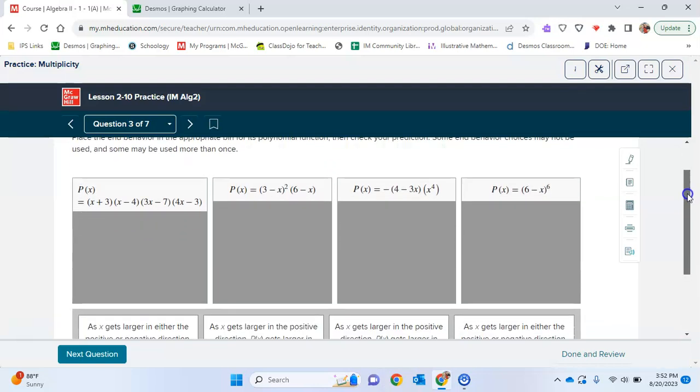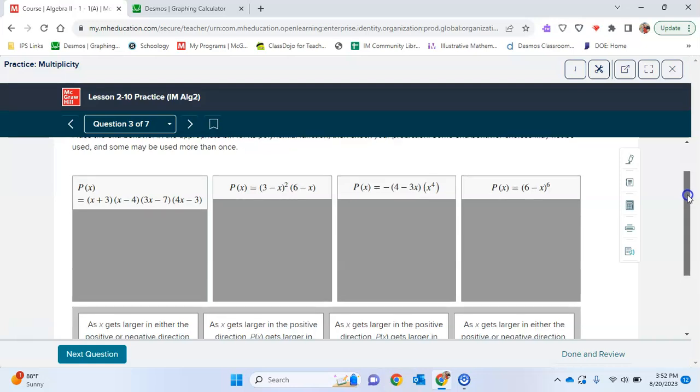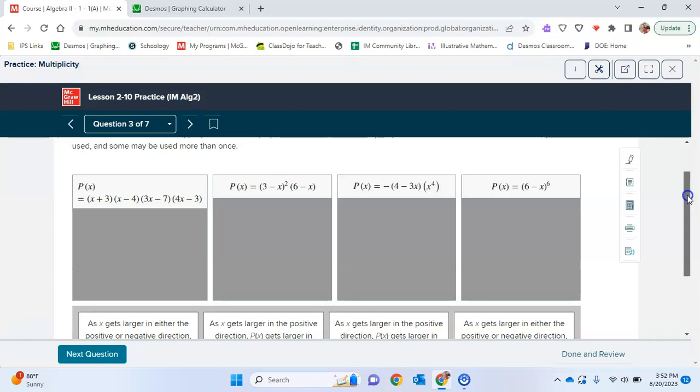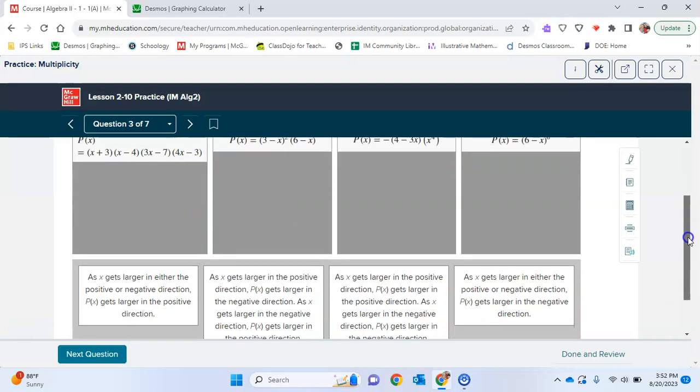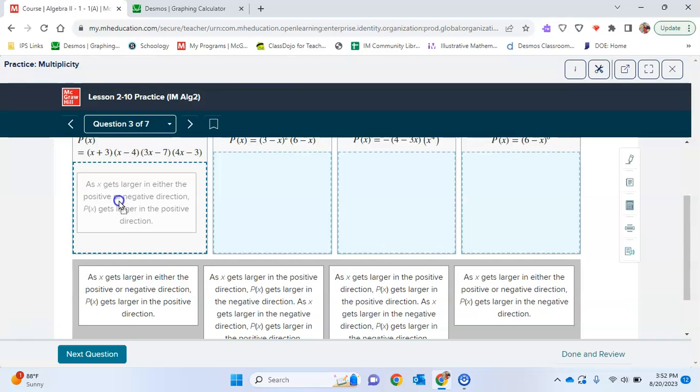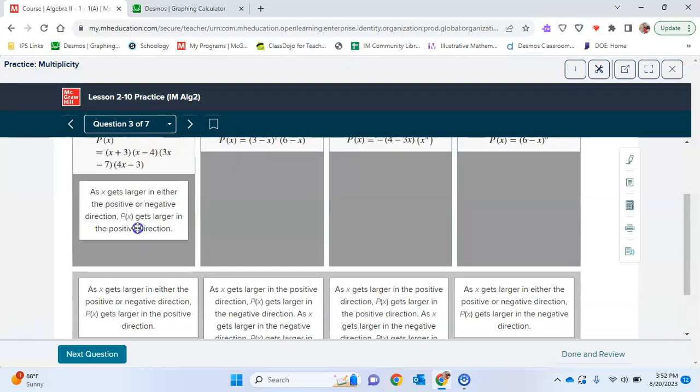Alright, so this is p of x equals x plus 3 times x minus 4 times 3x minus 7 times 4x minus 3. The leading term would be x times x times 3x times 4x. That's 12 x to the 4th power. That is even, and it's positive. So that means both hands up. Even, positive, both hands up. As x gets larger in either direction, the positive or negative direction, that means left or right, p of x gets larger in the positive direction. That means both hands up.